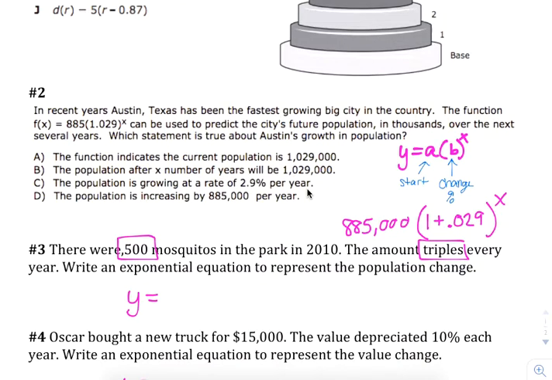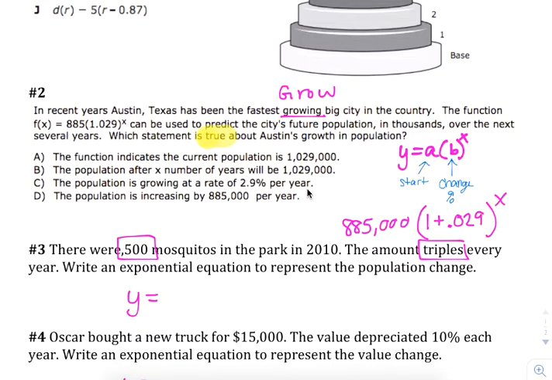All right, problem 2. It says, in recent years, Austin, Texas has been the fastest growing city in the country. The function here can be used to predict the city's future populations in thousands over the next several years. Which statement is true about Austin's population growth? Okay, so I want to make sure we know we're looking for something true. So, y equals a times b to the x power. Again, we're usually starting with a number and we're changing it by a percent. So bigger than 1 is growth, smaller than 1 is decay. Our problem right away says that it's growing. So we're going to want a number bigger than 1.